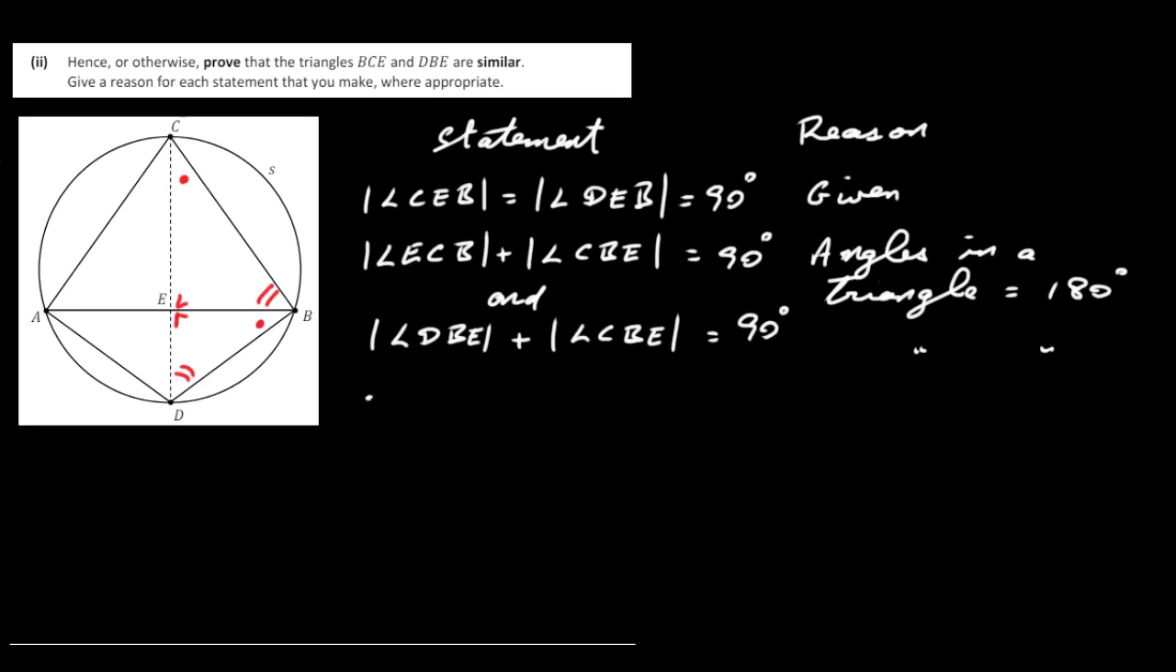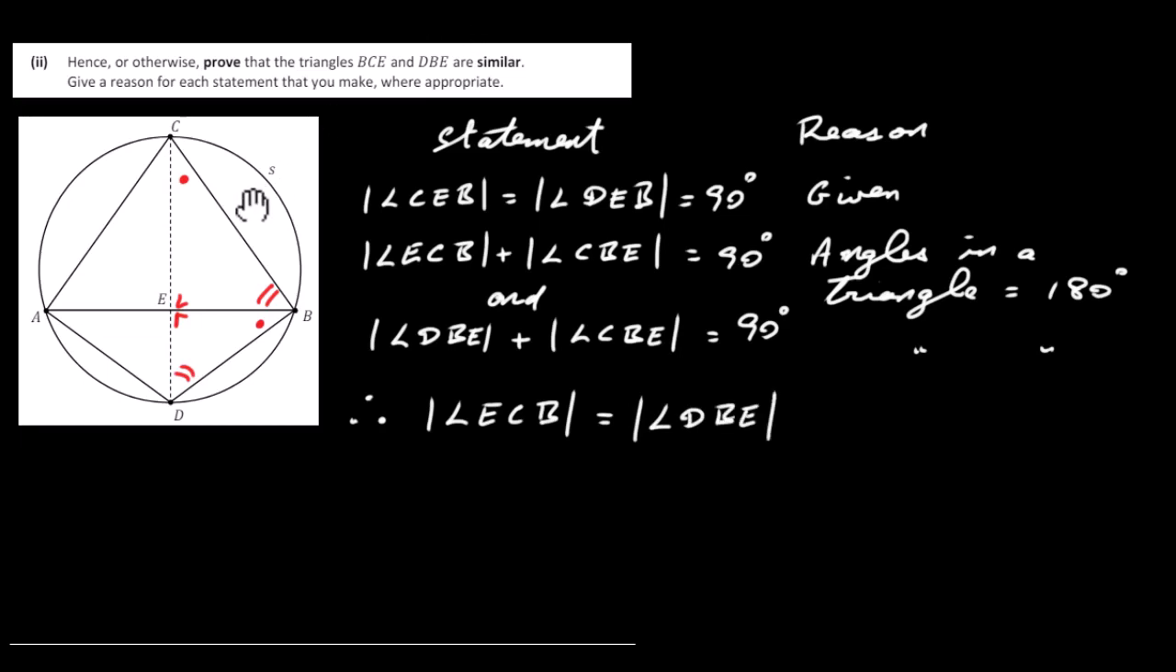So therefore, here we have ECB plus CBE. Here we have DBE plus CBE. So these two here are the same. So in other words, if these two add up to 90 degrees and these two add up to 90 degrees, this must be equal to this, so therefore you can subtract CB from this side, and you're just left with ECB is equal to DBE. So therefore the angle ECB must be equal to the size of the angle DBE.